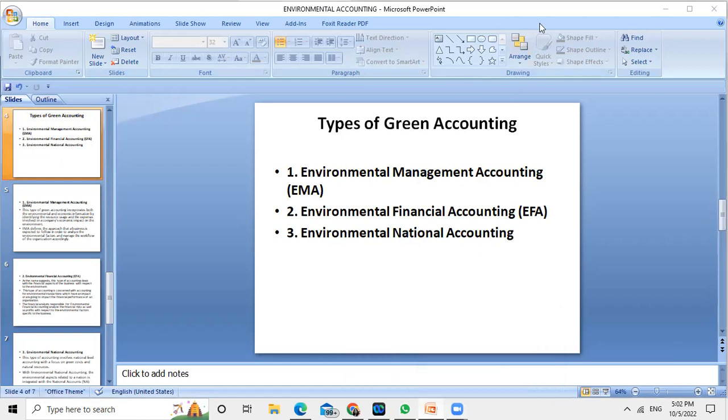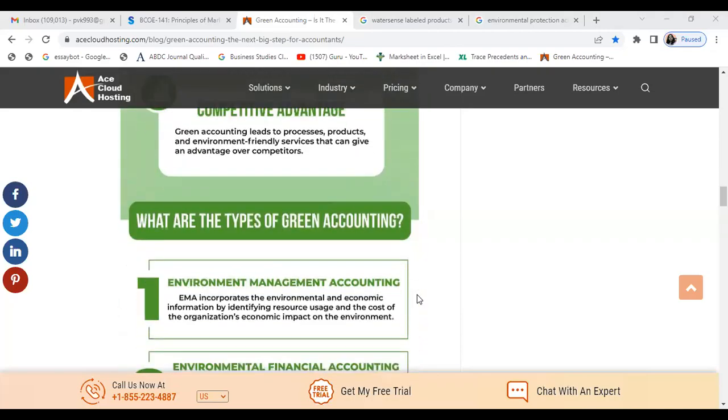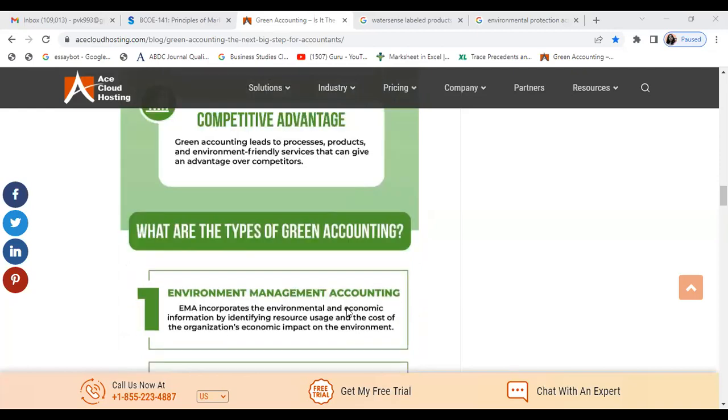We have different types of green accounting or environmental accounting. The first type is environmental management accounting. It incorporates the environmental and economic information by identifying the resource usage and the cost of the organization's economic impact on the environment. Resources are not free gifts of nature, because resources might deplete over a period of time. We have to include those resources at cost in our financial statements, and any materials used for producing the final product, we have to include that cost in our financial statements.